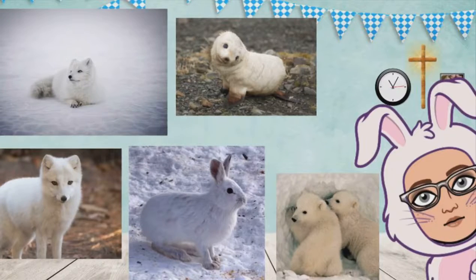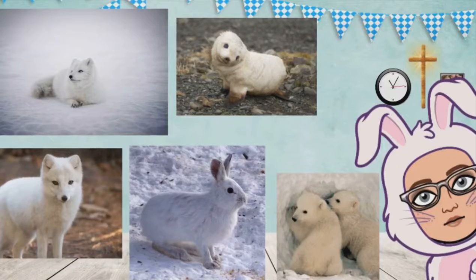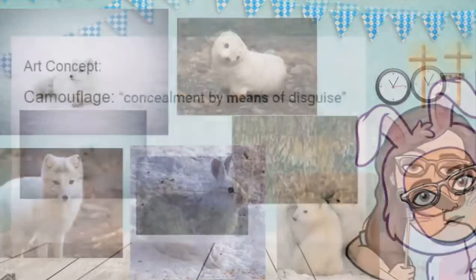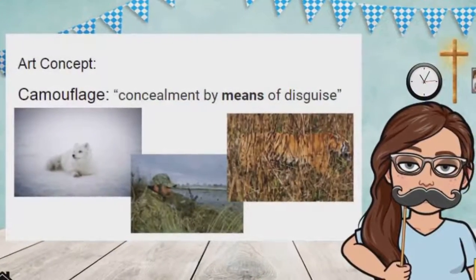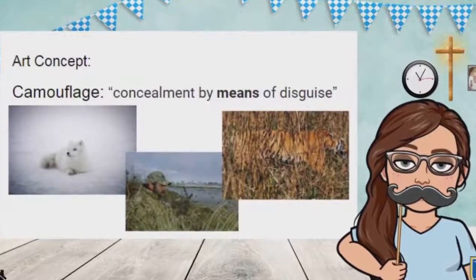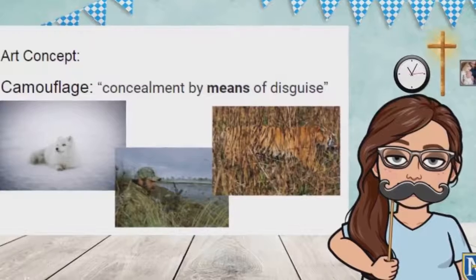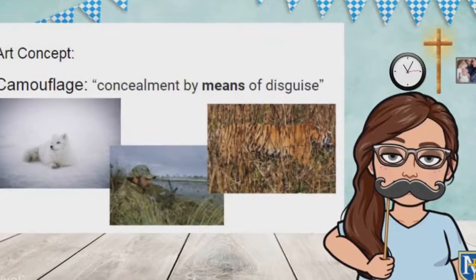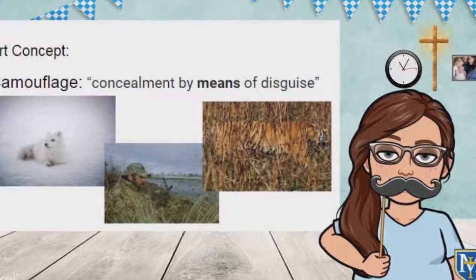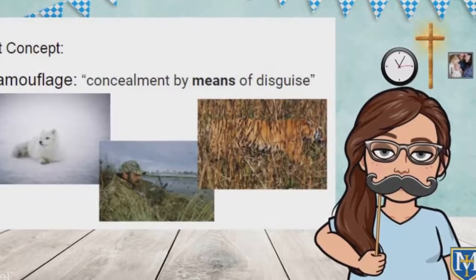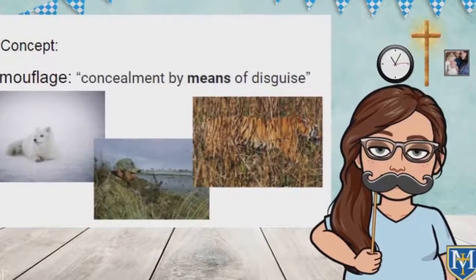Let's look at the word camouflage and its definition in relation to art. The concealment by means of disguise is what camouflage is defined as. You see it in lots of different areas in nature. Some of our families are hunters. You'll notice that people wear camouflage when trying to hide from their prey.